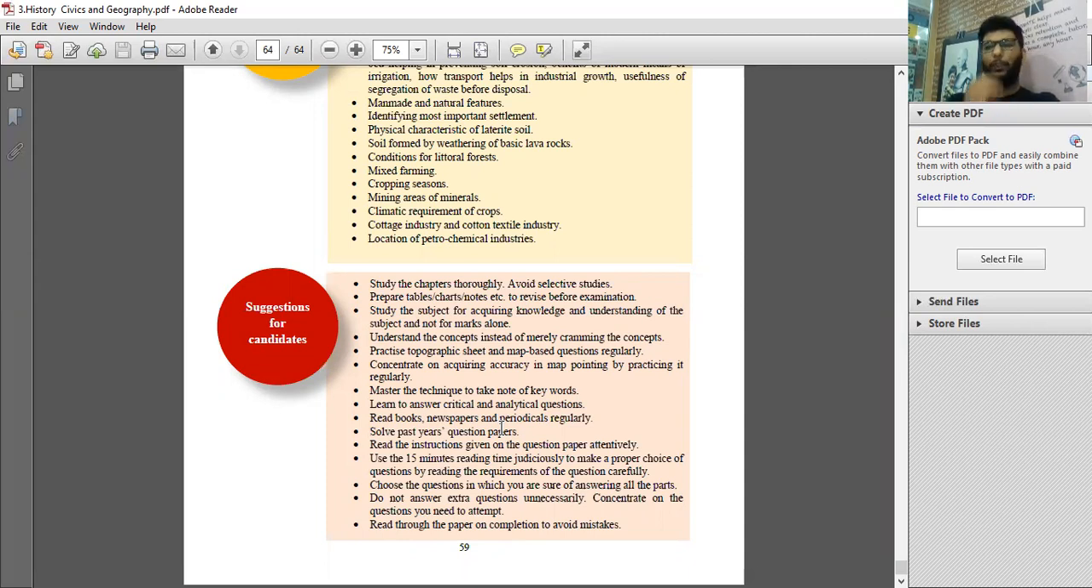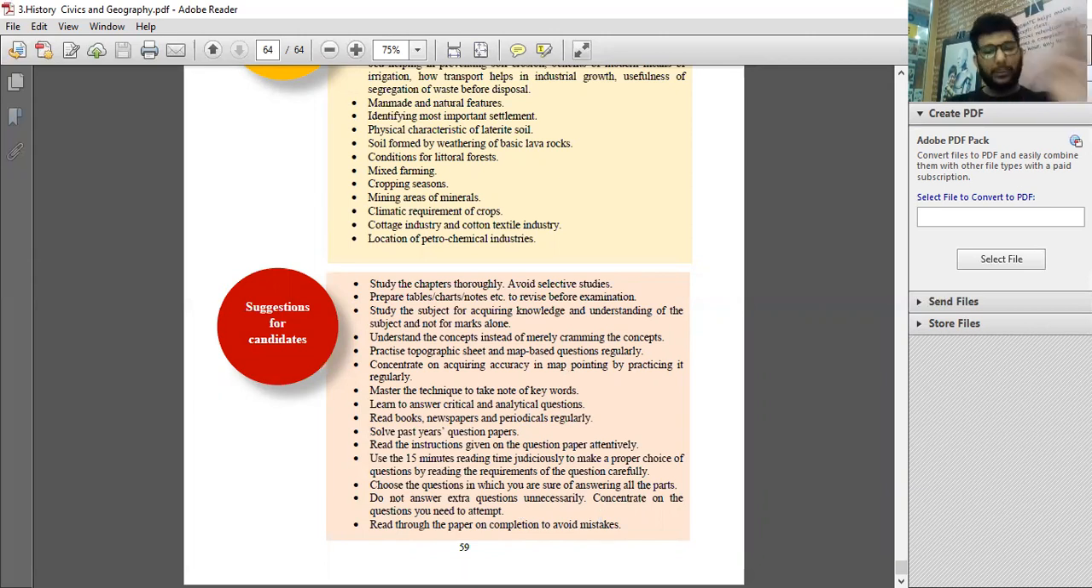Don't do that just because you feel unsure, thinking you'll attend it first and do the rest later. No, don't do that. Attempt only what you know. Please attempt those questions which are compulsory and which you are attempting. Don't go for additional questions. Read your paper thoroughly after you have solved it.